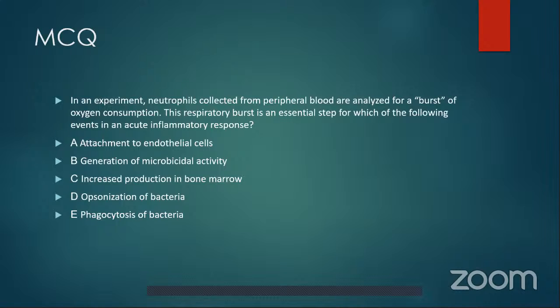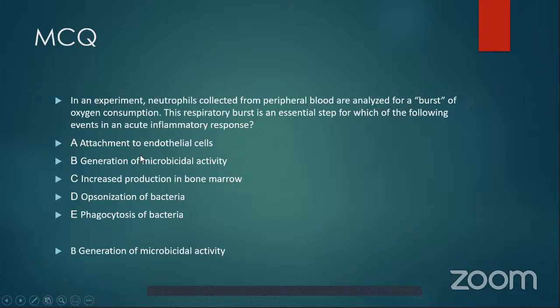The respiratory burst basically is for the killing of the microbes. So the answer is generation of microbicidal activity. Now there is one more option which is confusing here, which says phagocytosis of bacteria. See, generation of microbicidal activity by the respiratory burst is a part of phagocytosis of bacteria. Since this answer is more accurate, and this is a broader answer, I have chosen generation of microbicidal activity as the answer to this particular MCQ.